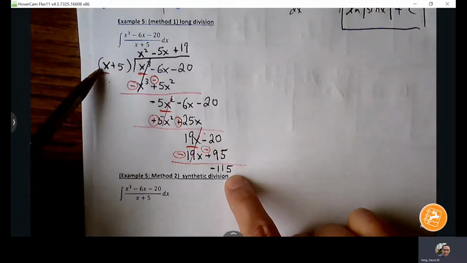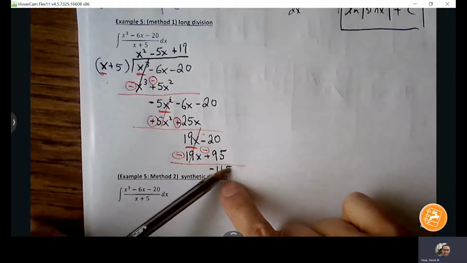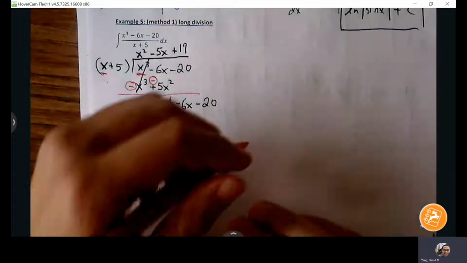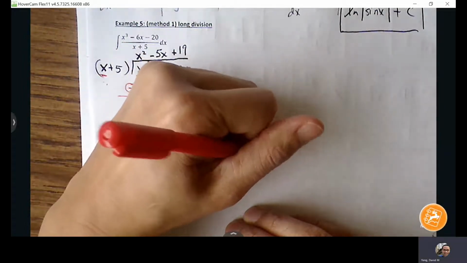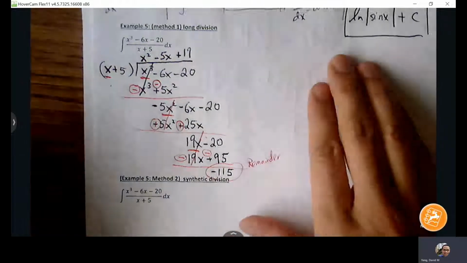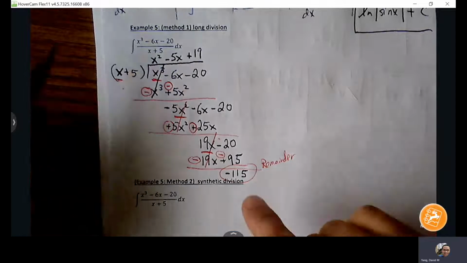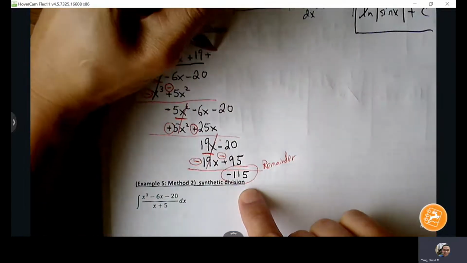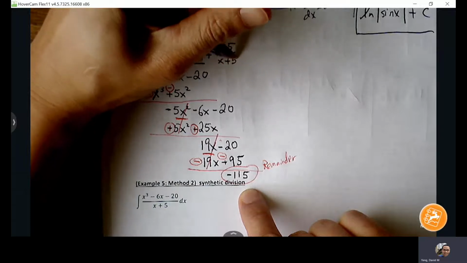Can x go into negative 115? Okay, not without dealing with negative exponents. Okay, we're not dealing with negative exponents, so we stop and we call this the what? The remainder. Now, there's a specific way that you want to write the remainder. You want to write the remainder as a way of showing that you can't divide any further. So we have to write it out as negative 115 over x plus 5.